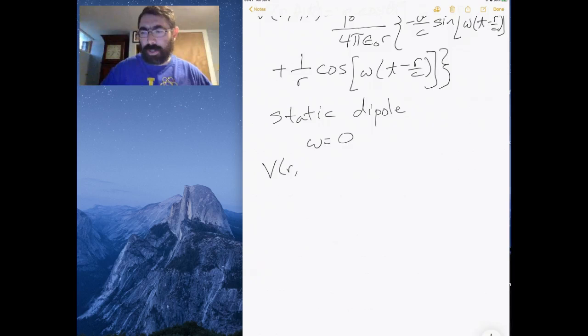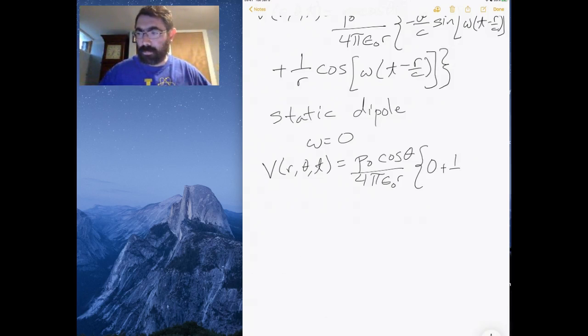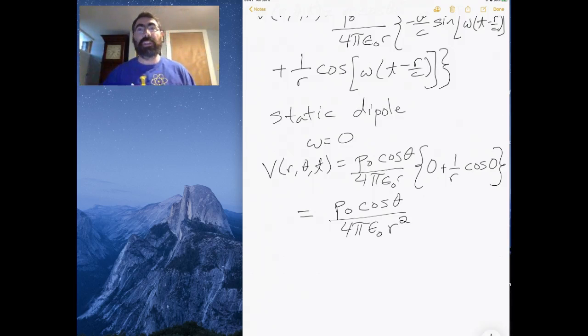So V(r, theta, t) is now equal to this right here, which gives me P0 cosine theta over 4 pi epsilon naught r squared, which is the case for a static dipole that we got from one of the earlier chapters in the book.